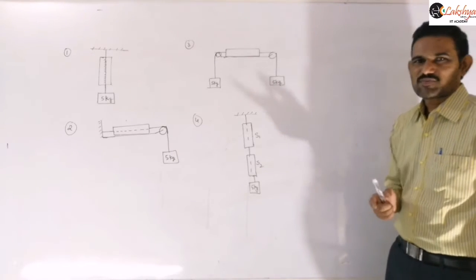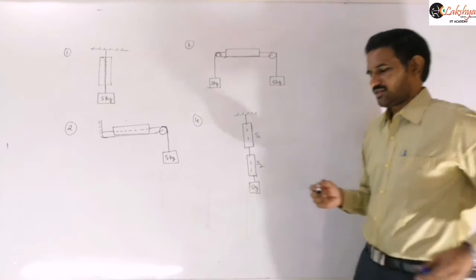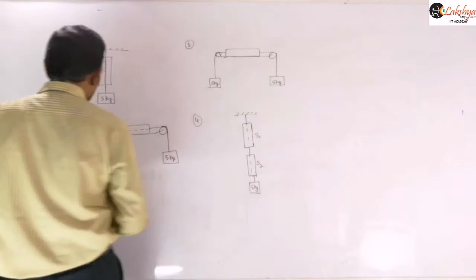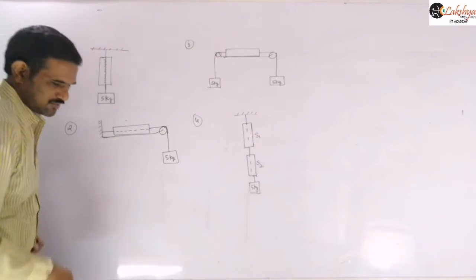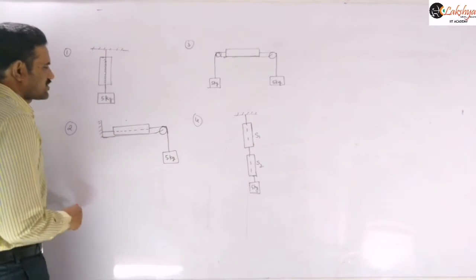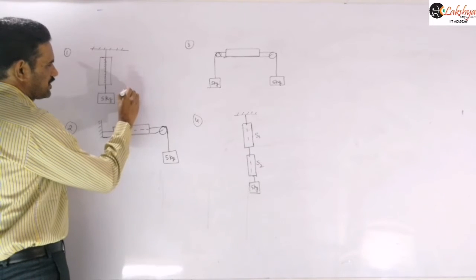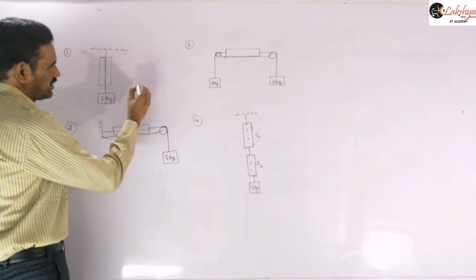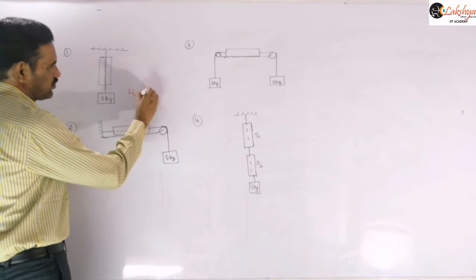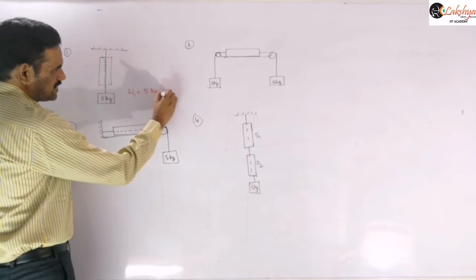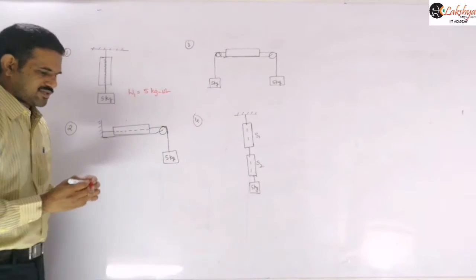Now the reading of the spring balance we need to answer in the first case here. In this first case, all of you know that I am noting the reading of the spring balance as W1, which is equal to 5 kg weight. I am just expressing it as kg weight, right? So that is the reading of the spring balance.